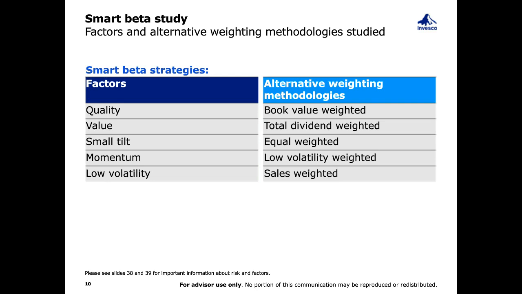Book value weighted, where we weight constituent companies within an index according to their book values. Total dividend weighted, where we use the total value of dividends paid to determine the weight in the index. Equal weighted, where each constituent gets the same weight. Low volatility weighted, where we weight by the inverse of the stock's volatility. And sales weighted, where we use total revenue to determine weight in the index.